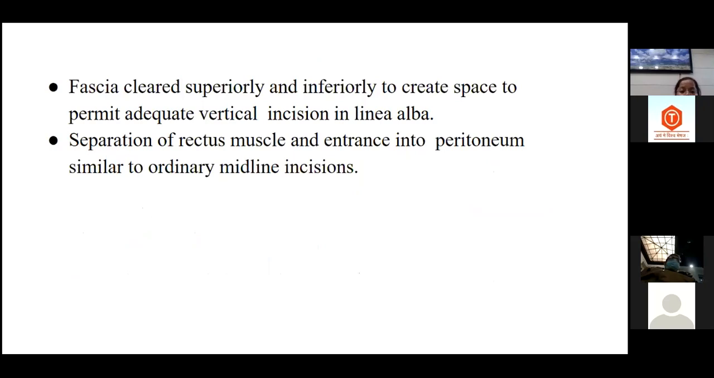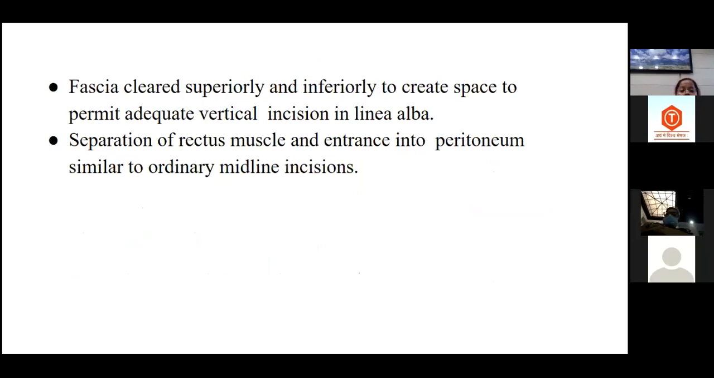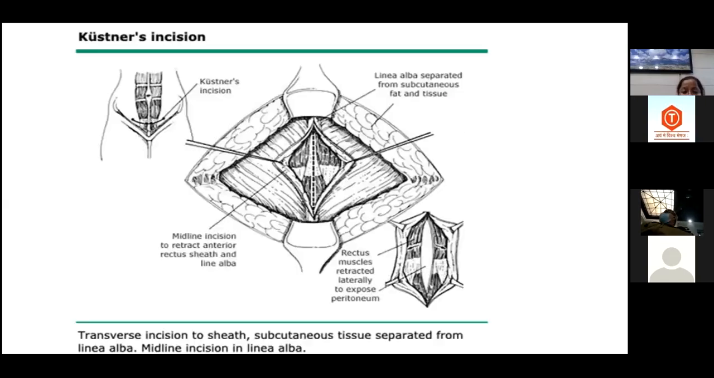In this incision, the fascia is cleared superiorly and inferiorly to create a space to permit an adequate vertical incision. But excessive separation of the lateral edges is not required because it can create potential spaces, which can further lead to hematoma formation. Separation of the rectus muscle and entrance into the peritoneum is similar to the ordinary midline incision.